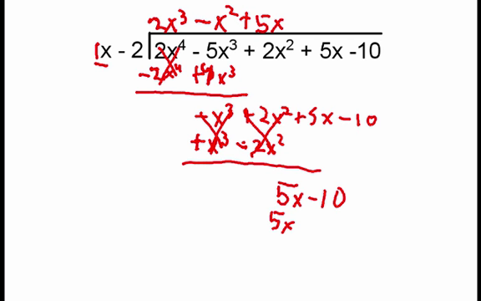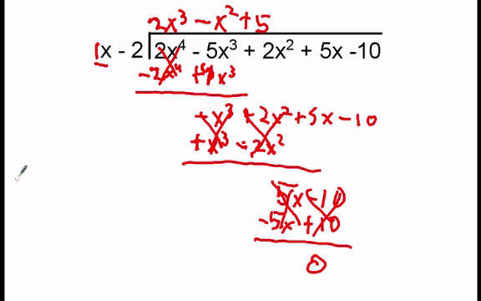Oops, sorry. This should just be 5, not 5x. 5 times negative 2 is negative 10. All right. We're subtracting, so that becomes minus 5x. This becomes plus 10. Combine these. These cancel. These cancel. I'm left with 0, so I know I'm done. And I'm left with the result of 2x cubed minus x squared plus 5.